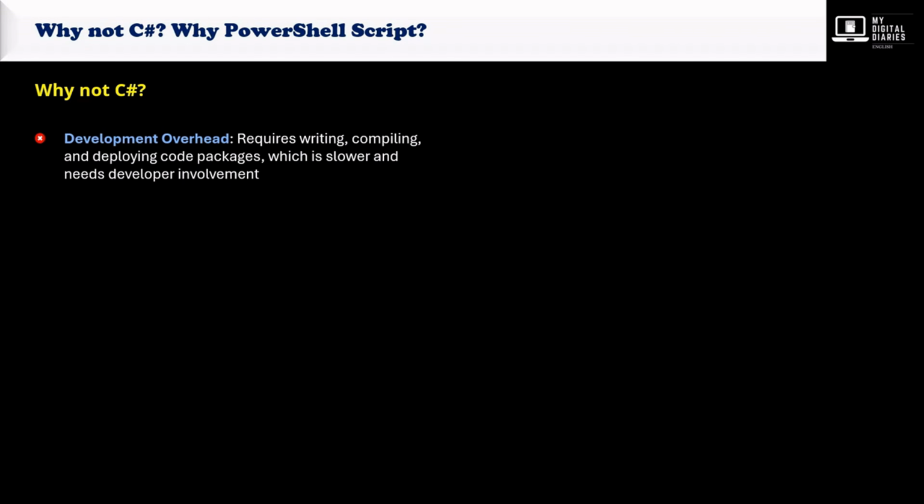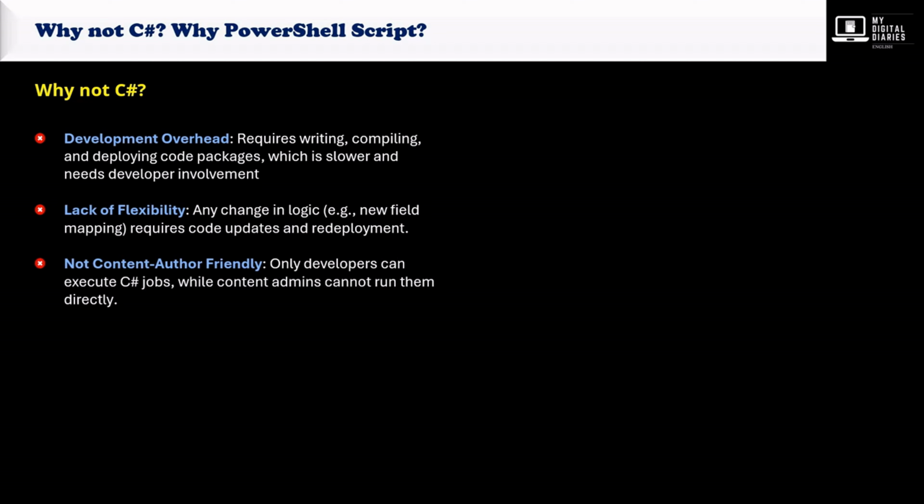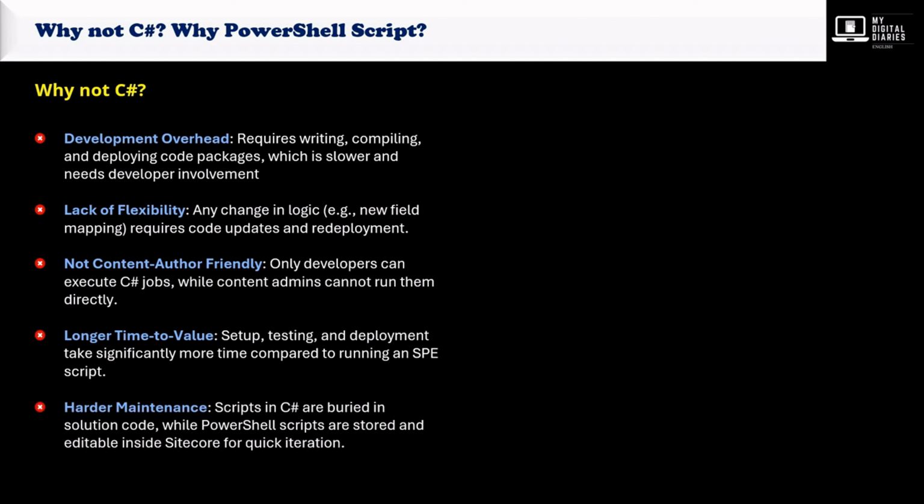You need to write the code, compile it, package it and deploy it to Sitecore. Every small change means updating code, redeploying and testing again. That slows everything down. Next is a lack of flexibility. Any change in logic requires code updates and redeployment. It is not flexible. C# jobs can only be run by developers and then the code lives deep inside the solution. It is harder to maintain or quickly adapt. So it is not content author friendly, has a longer time to value and is harder to maintain.